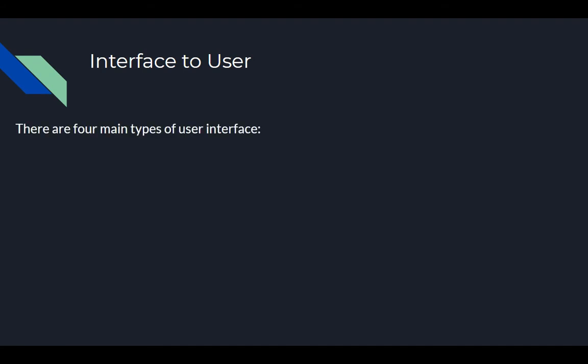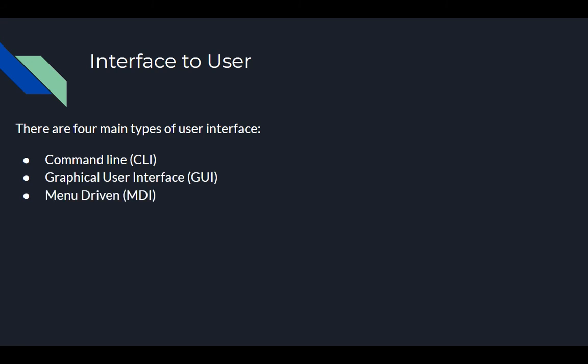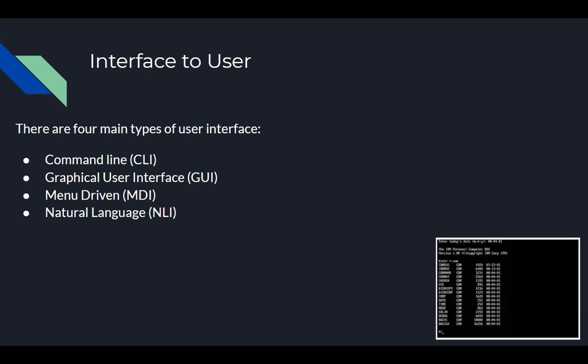Interface to user. A good user interface provides a user-friendly experience, allowing the user to interact with their software or hardware in a natural and intuitive way. There are different ways of interacting with computer systems which have evolved over the years. There are four main types of user interface: command line, CLI, graphical user interface, GUI, menu-driven, MDI, and natural language, NLI. Command line interfaces are the oldest of the interfaces.